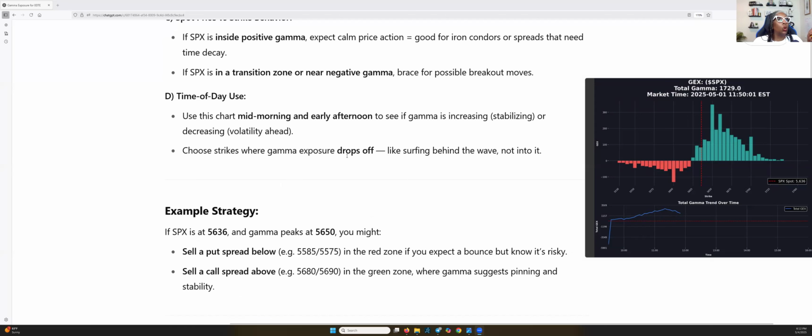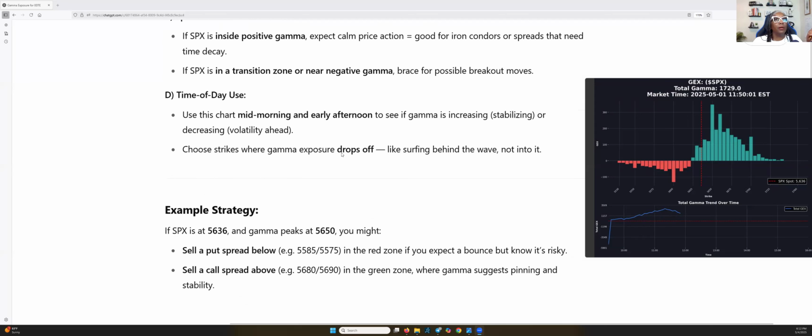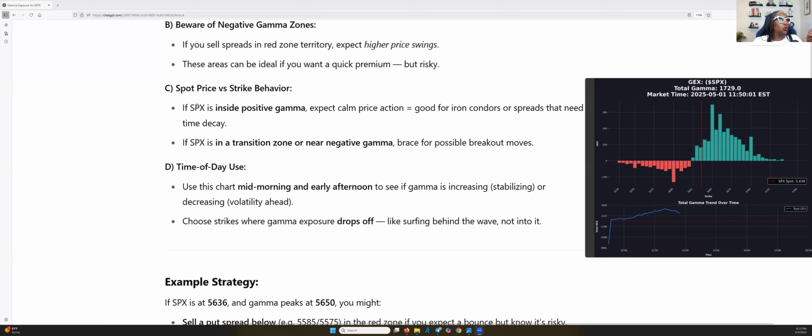Okay, so time of day use. Use this chart mid-morning and early afternoon to see if gamma is increasing or stabilizing, or if it's decreasing, which means there's volatility ahead. Choose strikes where gamma exposure drops off, like surfing behind the wave, not into it.